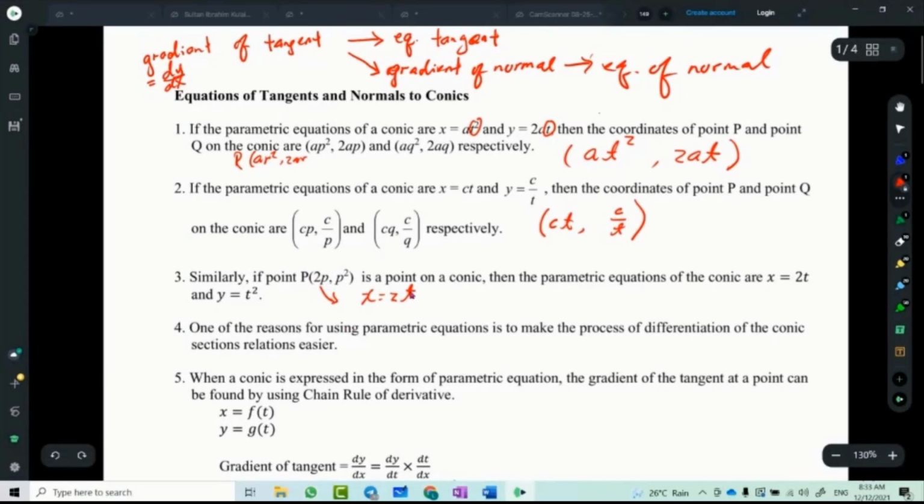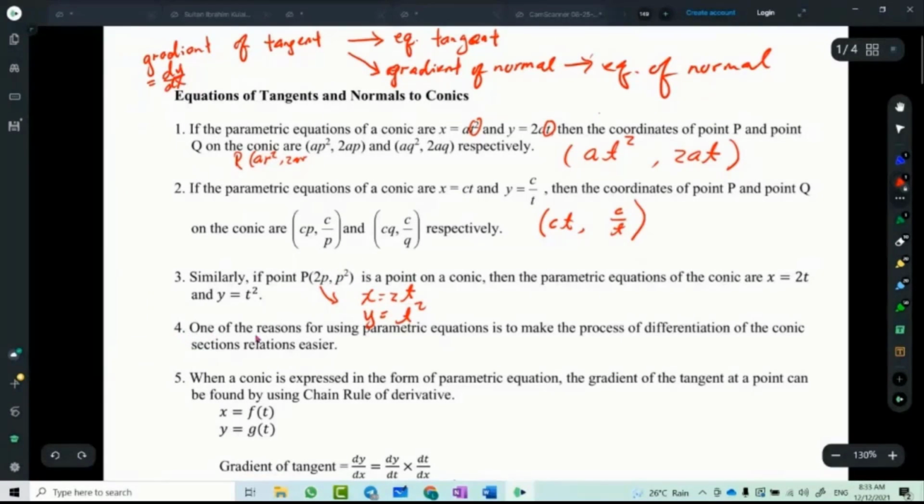So when we want to go to general form, we use x = t and y = t squared. So you will get the parametric equation for this conic. Either you're given the parametric equation, then you can get the coordinates, or you're given the coordinates, then you can get the parametric equation. They are related to each other.